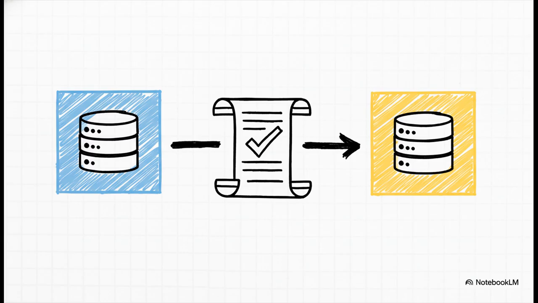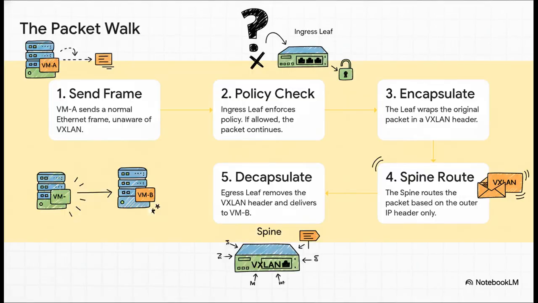And crucially, we've told ACI that this is allowed. There's a policy called a contract that gives the green light for this conversation. Okay, let's break this down. Step 1. VMA sends out a completely normal Ethernet frame. It has no idea there's anything special about the network at all.